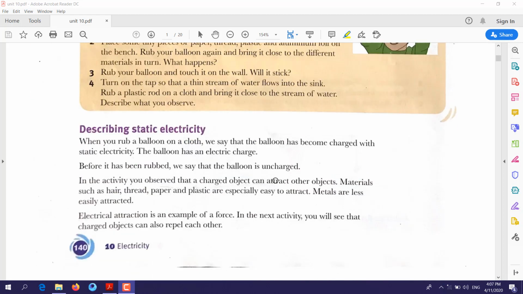If you want to describe static electricity, we say it's the electricity that an object gets when it is rubbed with another object. So when you rub a balloon on a cloth, we say the balloon has become charged with static electricity. So what do we have here? We have two objects. You rub them with each other, then these objects will gain a charge. The charged one, we now call it static electricity.